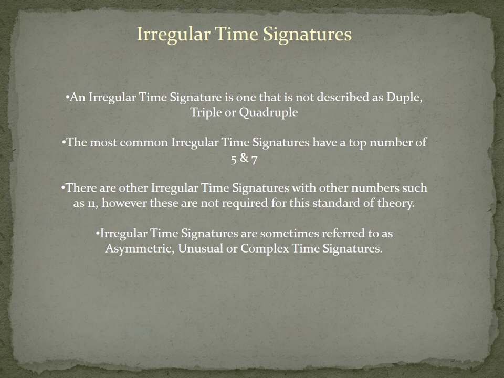Now there are other irregular time signatures with other numbers such as 11. However, because of the standard of theory we're doing at the moment, we're not going to deal with the 11. An irregular time signature sometimes is also referred to as asymmetric, unusual or complex time signatures.